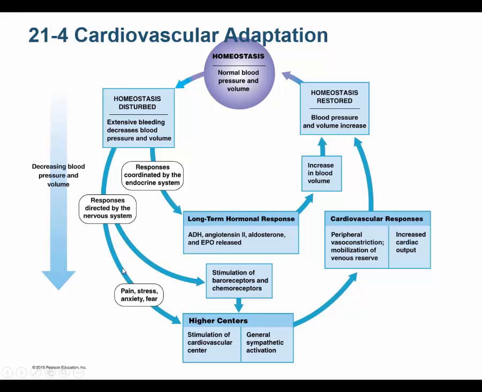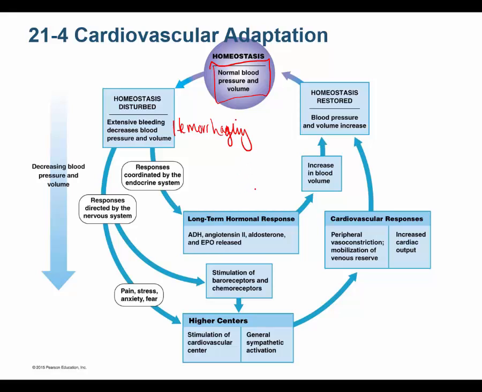All right, so this is some cardiovascular adaptations. This is important. Here we are with normal blood pressure, normal blood pressure and volume. And then for some reason we start hemorrhaging, extensive bleeding. We are hemorrhaging right here, or maybe you just went and donated some blood.